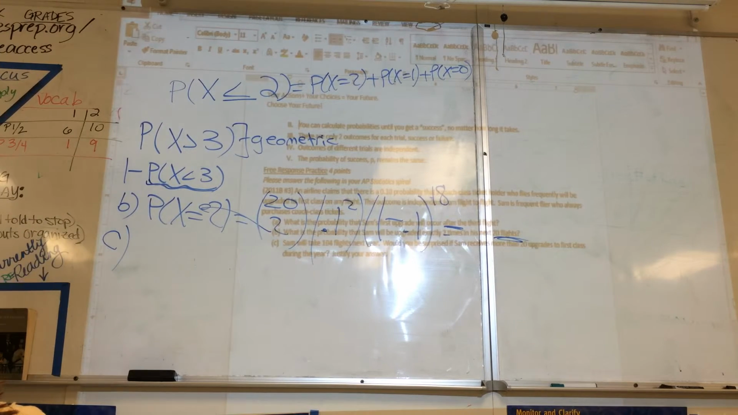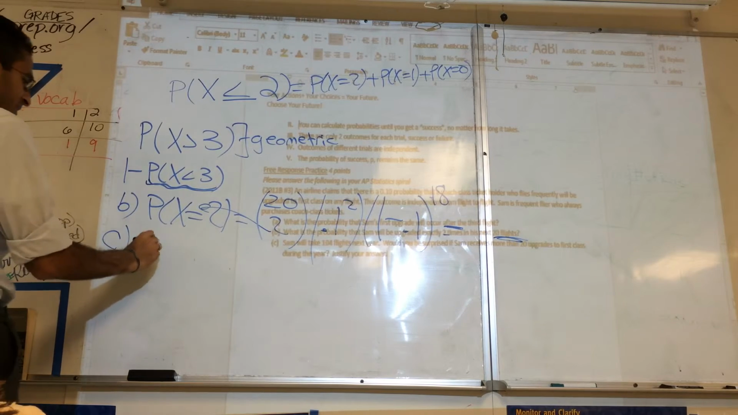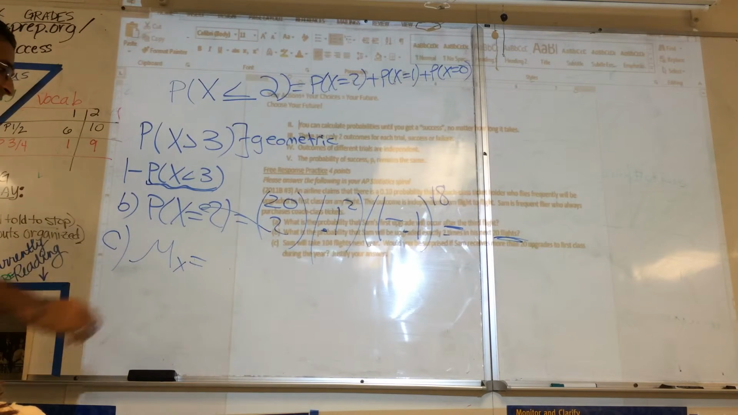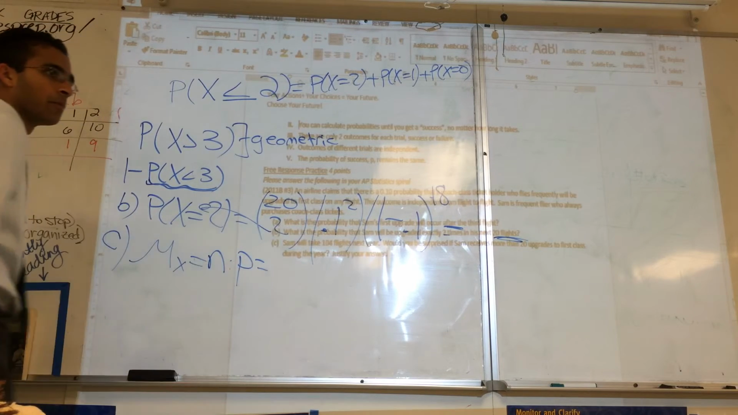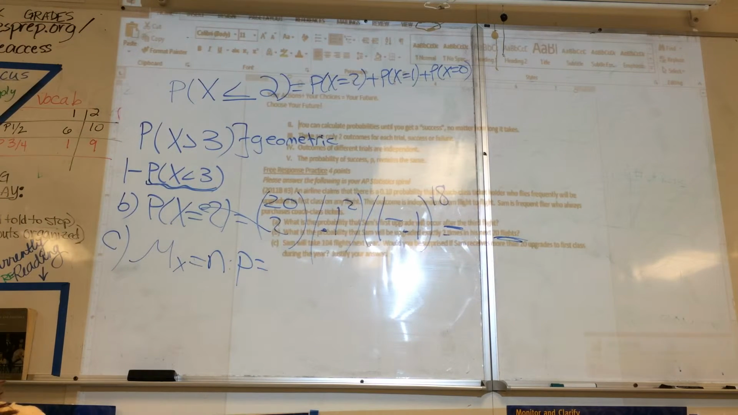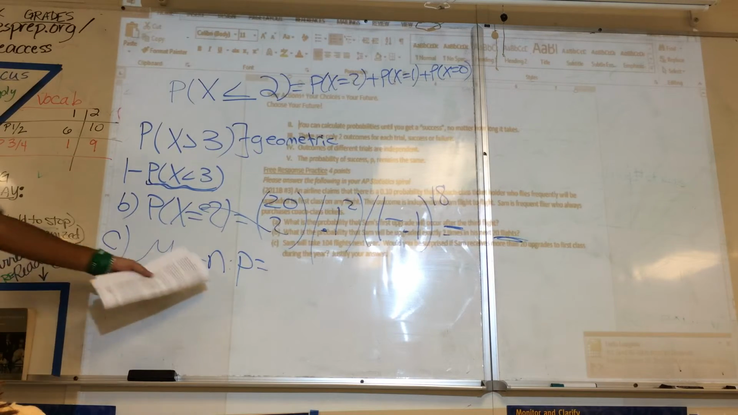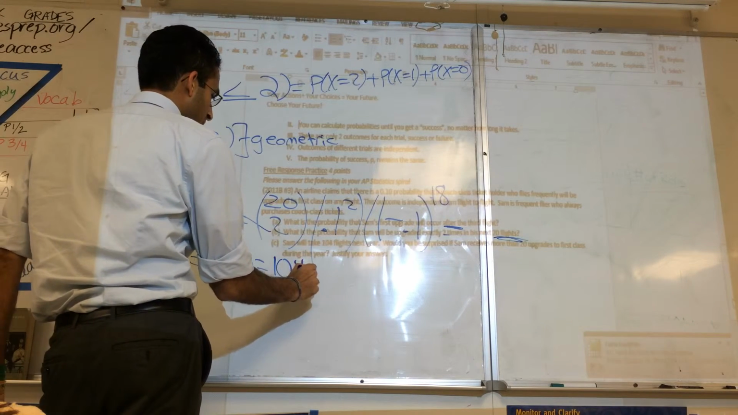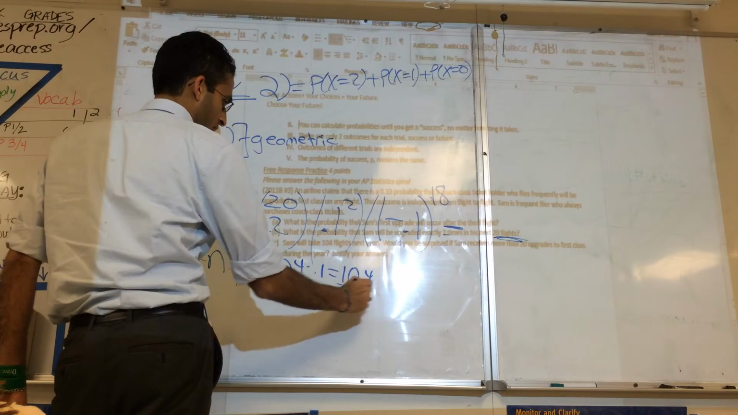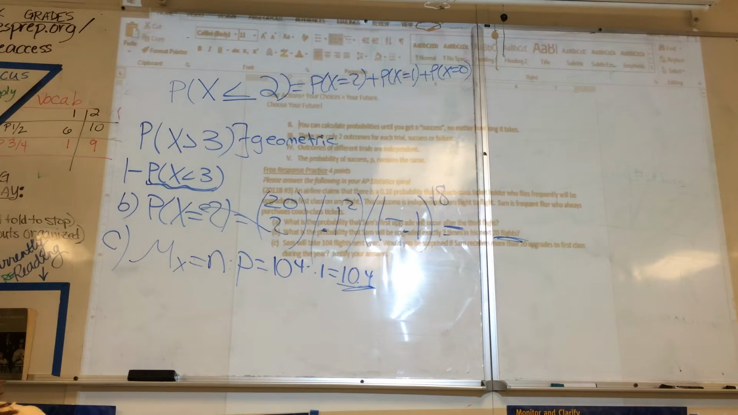And letter C. Sam will fly 104 flights this year. Would you be surprised if he received more than 20 upgrades? Well, how many upgrades do we expect him to receive? Expected value for binomial is n times p. We have that on the formula sheet. N is 104 times p is 0.1, which is equal to 10.4. So we expect him to have 10 upgrades. If he gets 20, that's double what we think. That is very rare. I don't expect him to have double the expected.